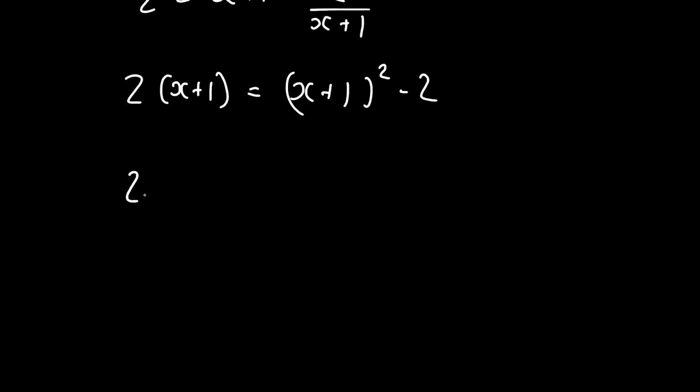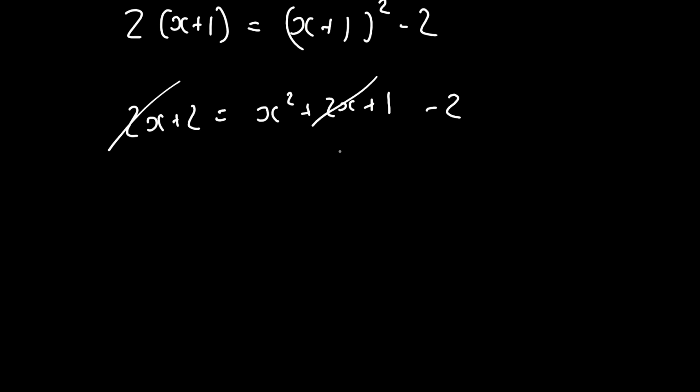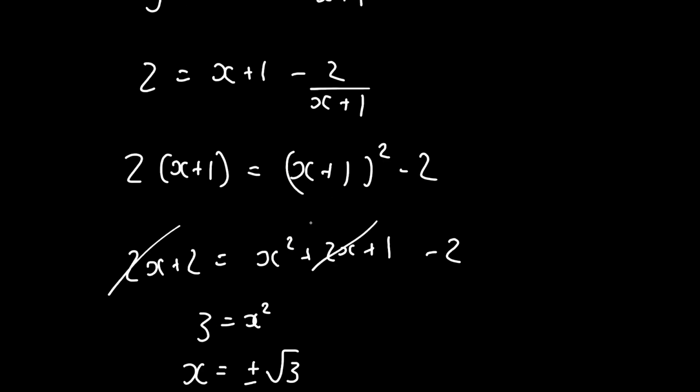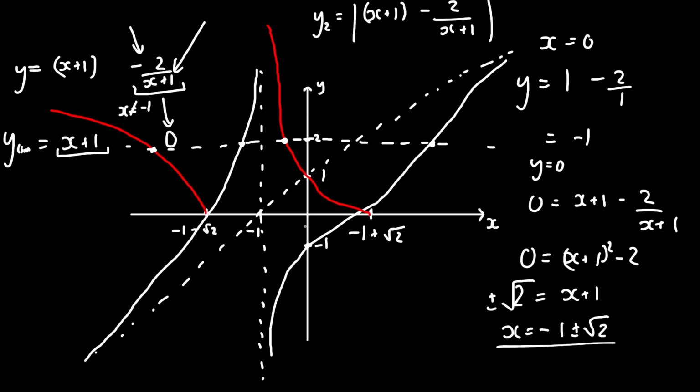And then this would equal 2x plus 2 equals x squared plus 2x plus 1 minus 2. The 2x's go away, and we're going to be left with 3 equals x squared. So x equals plus or minus square root 3. And remember, because our function had reflected parts where our modulus function applies, we had to reflect any parts of the original function below the x-axis in order to meet the modulus criteria.